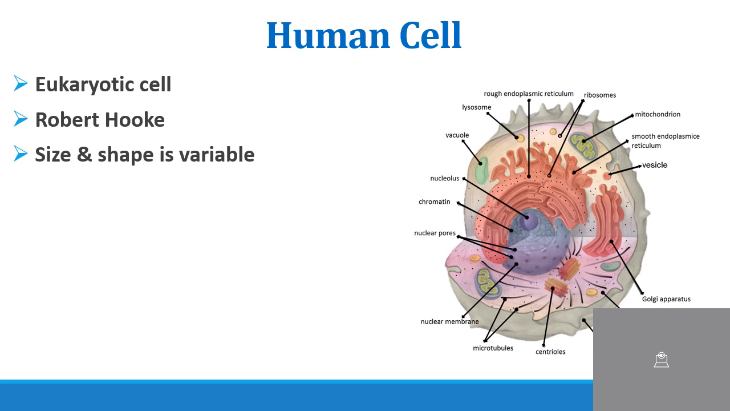For example, if you take adipose tissue or adipocytes, the size is very small and it's round to spherical in nature. But on the other hand, if you take a muscle cell or a neuron, it's long, slender, and the size is highly variable.